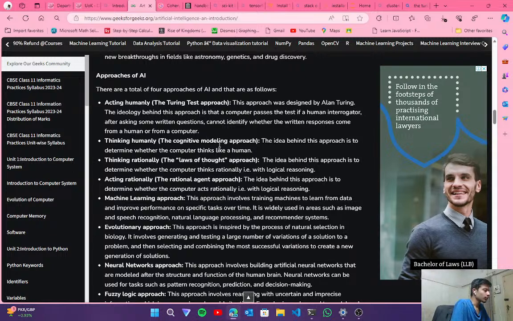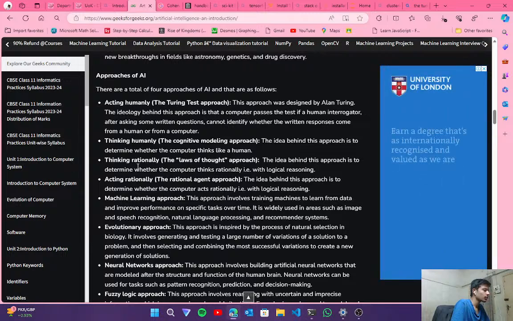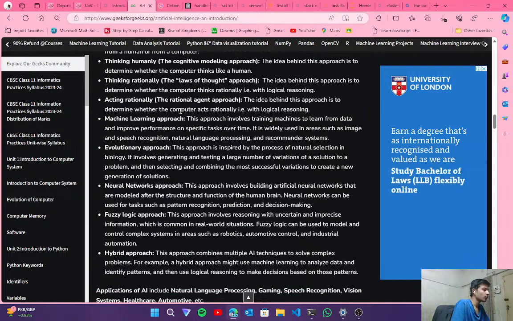Thinking humanly. Cognitive modeling approach. The idea behind this approach is to determine whether the computer thinks like a human. Thinking rationally. The laws of thought approach. The idea behind this approach is to determine whether the computer thinks rationally with logical reasoning. Acting rationally. The rational agent approach. The idea behind this approach is to determine whether the computer acts rationally, i.e., with logical reasoning.